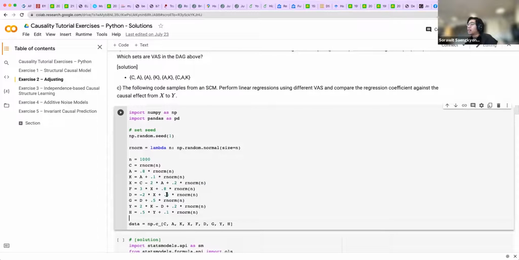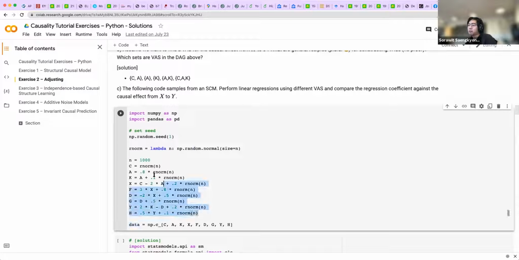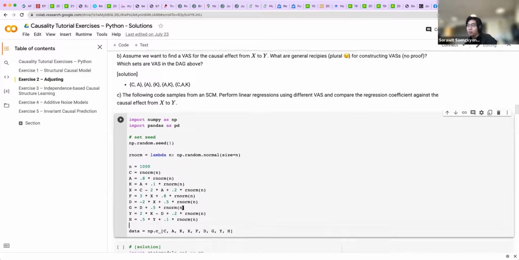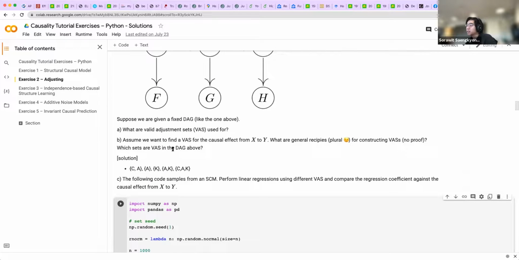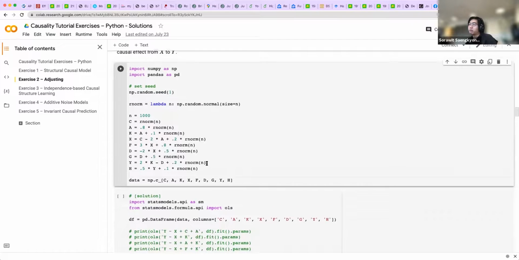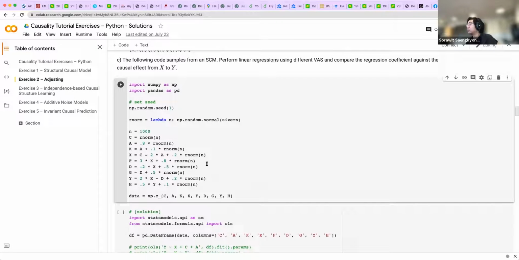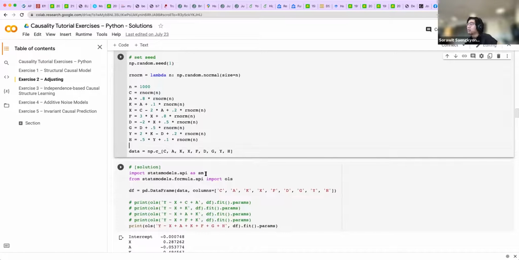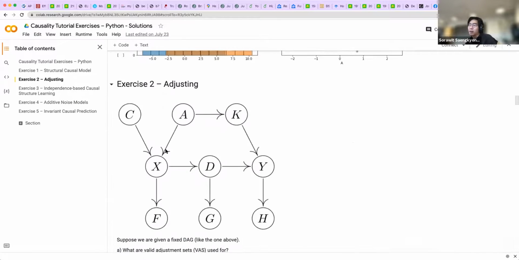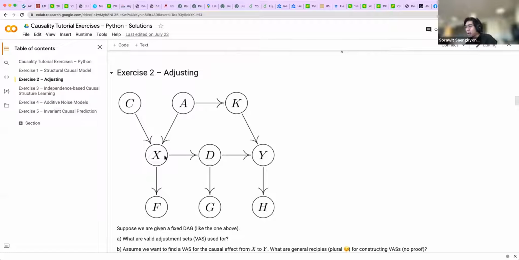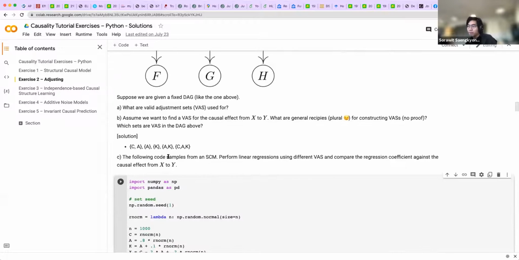Now the idea is that we generate data samples from this SCM, and we now want to estimate this causal effect. We expect it to be 2, so we want to estimate it. And this is where the valid adjustment set kicks in. For example, if we regress Y on X alone, then we may not get 2 out of it, because we have this open backdoor path. So we need to find a set such that we can get an unbiased estimate of the causal effect. This answers question A.